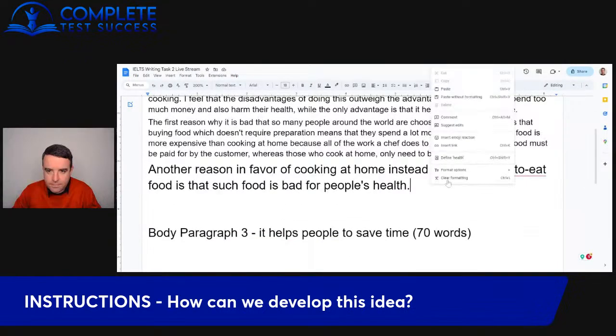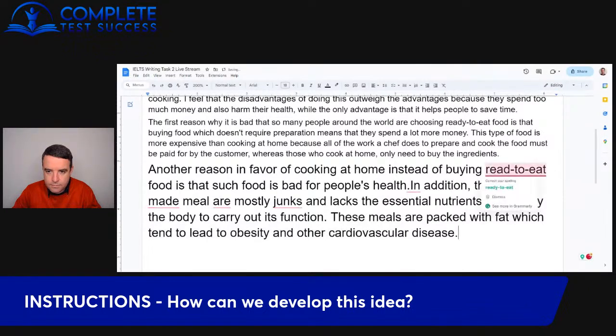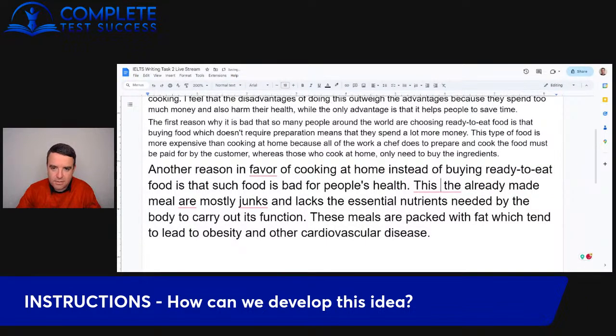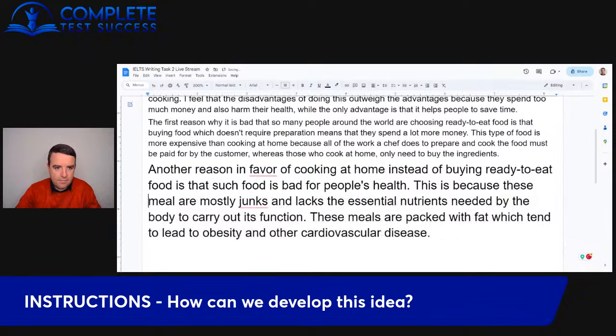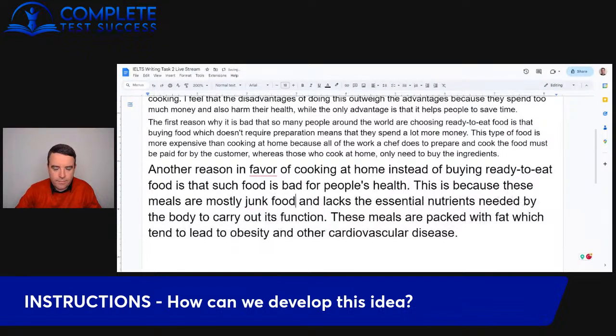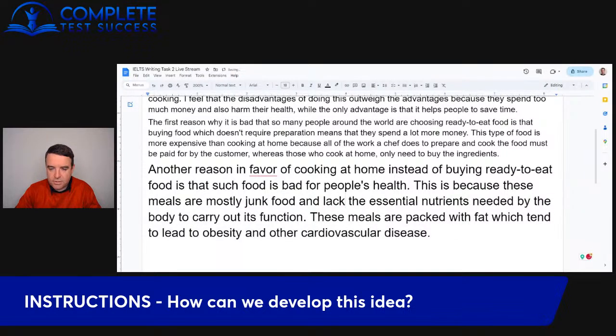And we'll add it to what we have here. So another reason in favor of cooking at home instead of buying ready-to-eat food is that such food is bad for people's health. In addition, now we're going to have to change that. This is because we're getting into the explanation now. Just because these meals are mostly junk food and lack the essential nutrients needed by the body to carry out its functions.